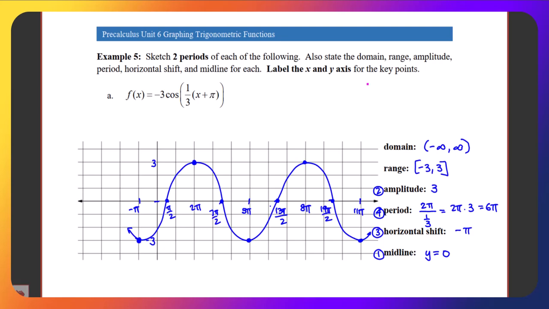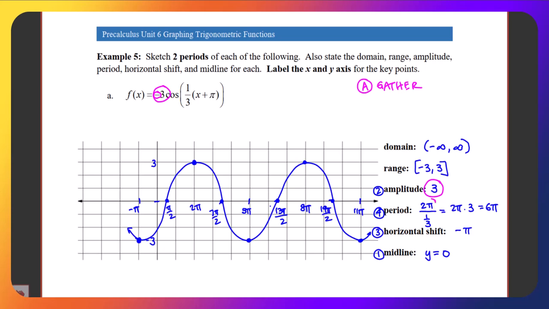So step one for this, I'd say, is to gather the information. And maybe I'll call that step A, because it's not really doing anything yet. So this number is the amplitude. I know it's -3, but remember amplitude is only positive. This is going to go up and down 3 from the midline. But we're going to remember the minus because it's going to flip our graph.